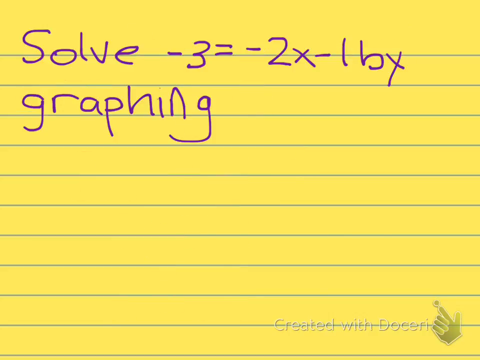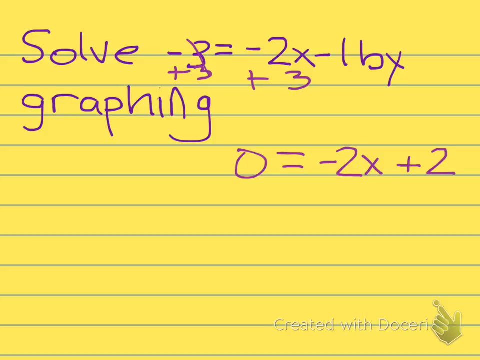Next, we're supposed to solve this by graphing. So we first need to get it into slope-intercept form, where we have everything on one side equal to 0. So we're going to add the 3. We have 0 equals -2x plus 2. The 0 represents y, so this is our equation that we're graphing.